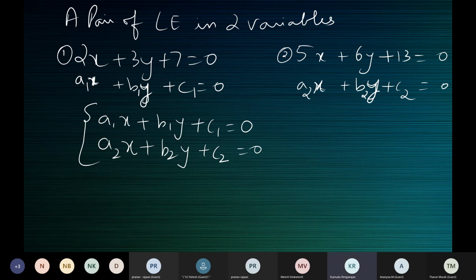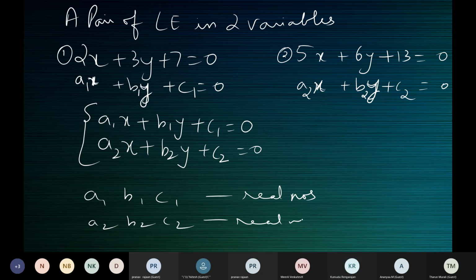Now, what are the conditions? A1, B1, C1 can be any real number, real value. Similarly, A2, B2, C2 can be real numbers. But the important condition is that in this equation, A1 and B1 should not be both 0 at the same time. And in this equation, A2 and B2 should not be both 0 at the same time. See, two conditions. One is A1, B1 and C1 can be real values. Here A2, B2 and C2 can be real values.